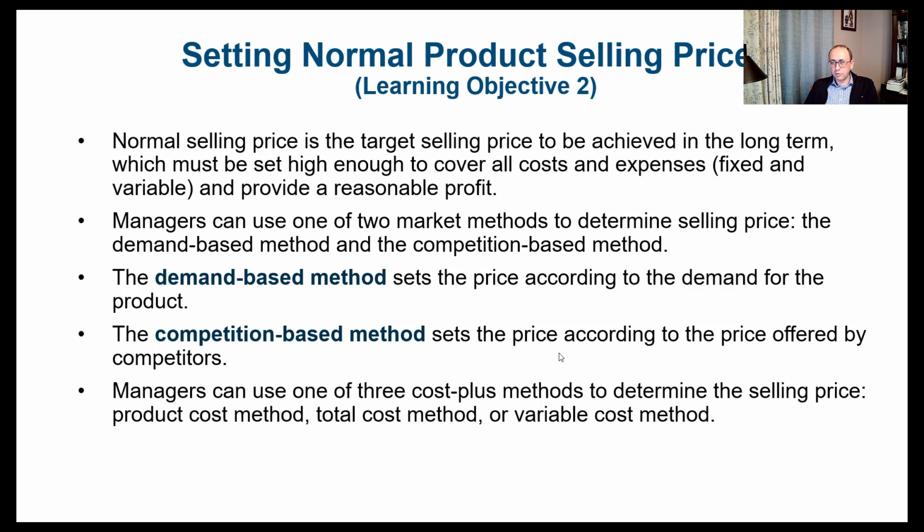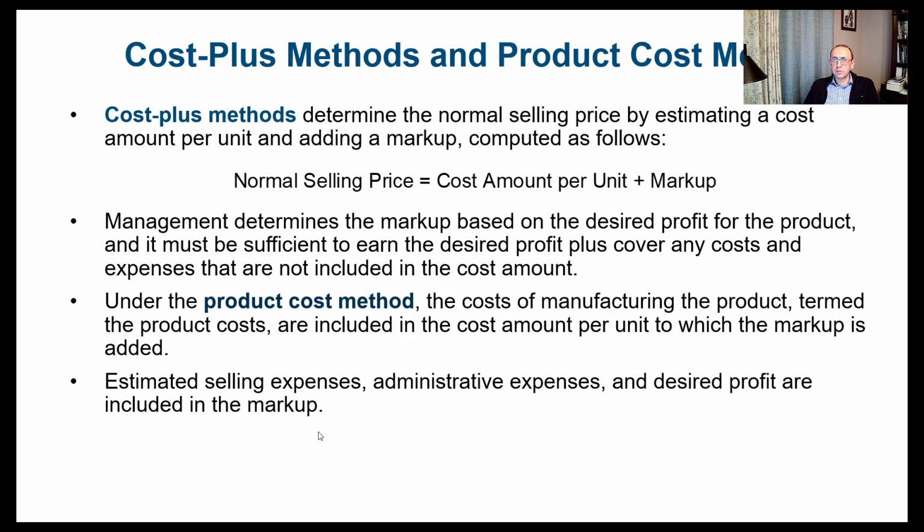So managers can use one of three cost plus methods to determine the selling price. So we have something called the product cost method, the total cost method, or the variable cost method. So we'll be talking about the product cost method in more detail. So the cost plus method and product cost method. So we'll start with the cost plus method. This determines the normal selling price by estimating a cost amount per unit and adding a markup computed as follows. So we have the cost amount per unit, and then we add a markup. So we see how much it costs us to get a product, and then we add a markup. And that would be our normal selling price.